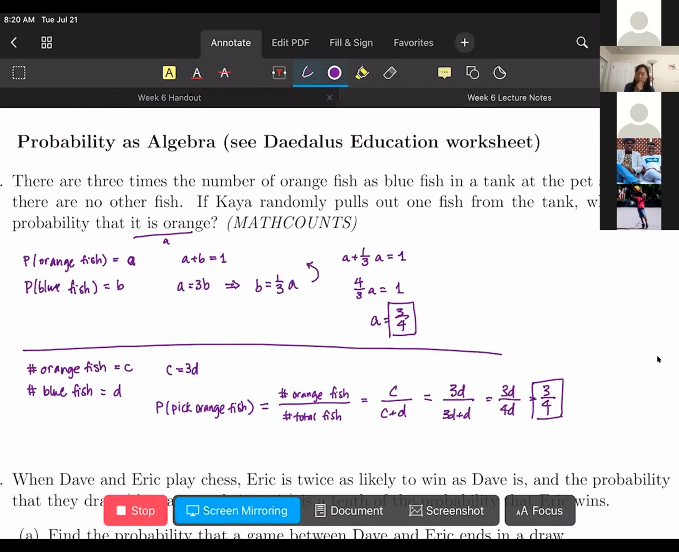Could you also solve for the blue fish and use complementary counting to solve for the orange fish? Yeah, you could. So if you wanted to do it the opposite way, you would get 1/4 for the probability that you pick a blue fish. And then you know that you either pick an orange fish or a blue fish. I think in this case, it's a little bit more direct to solve for the number of orange fish, but either way will give you the same answer.